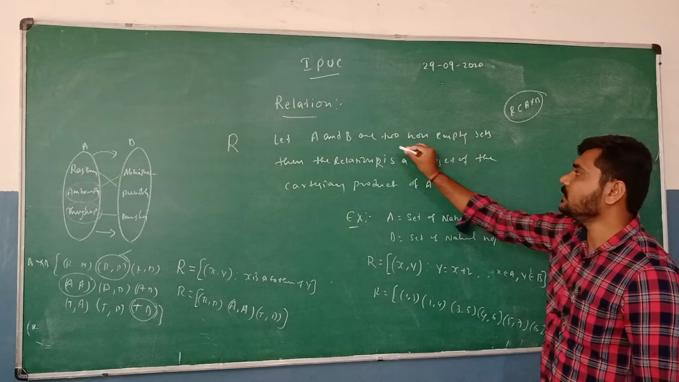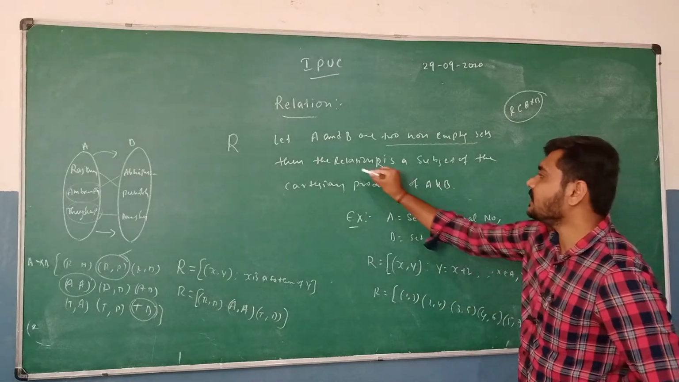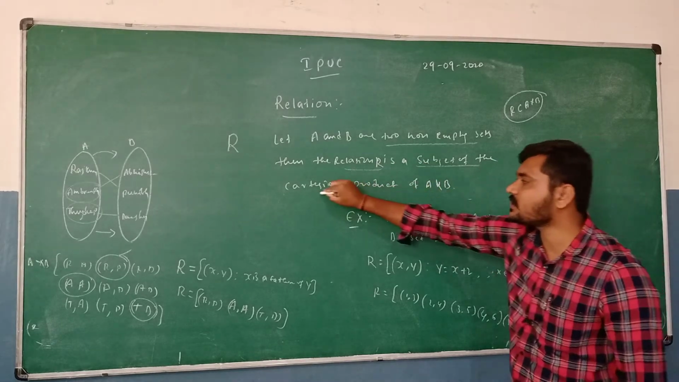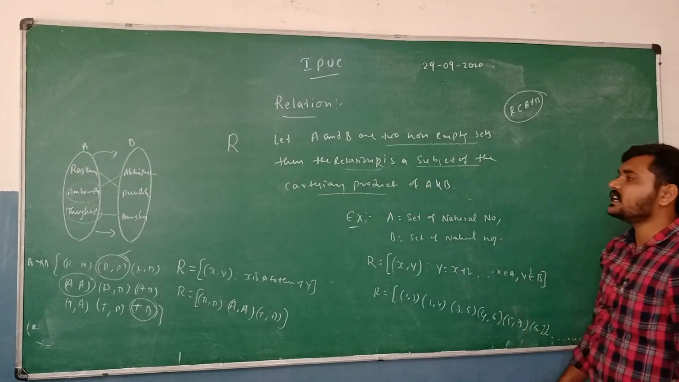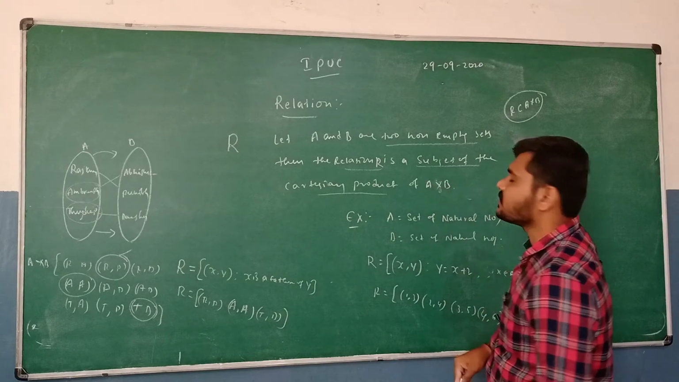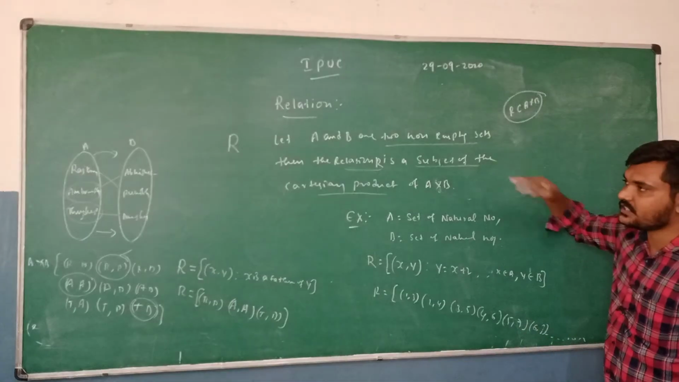So understand: two non-empty sets A and B. If we want to call something a relation R, it is going to be a subset of the Cartesian product A cross B. Cartesian product of A cross B. So this is how the relation definition stands.